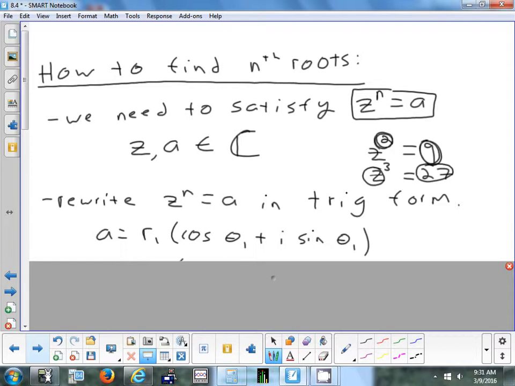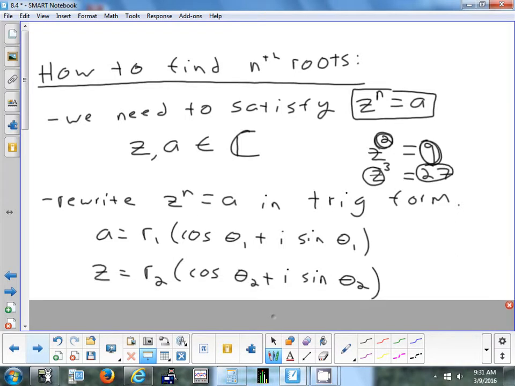A is what you're taking the root of. Z, you are not going to know. So when we write z in trig form, we're just going to have to write it pretty much exactly like that, with an r and a theta. The r's and the thetas in z, that's what we're going to solve for.